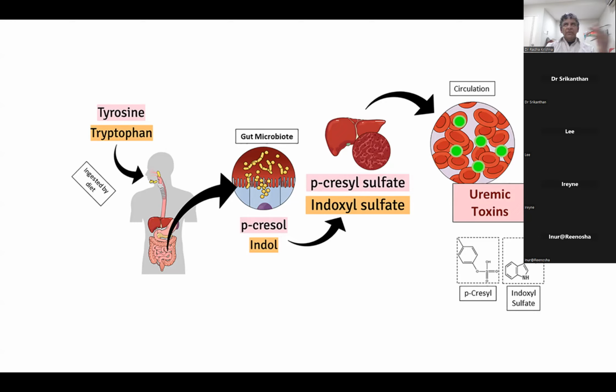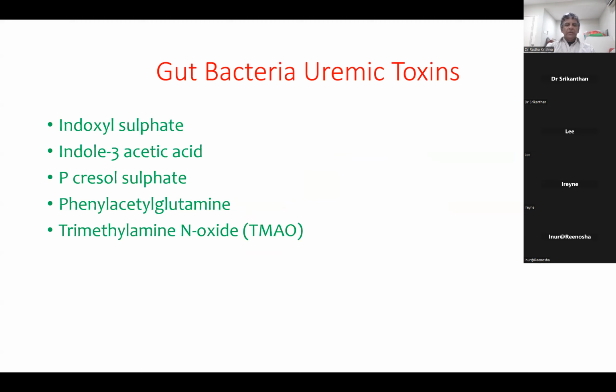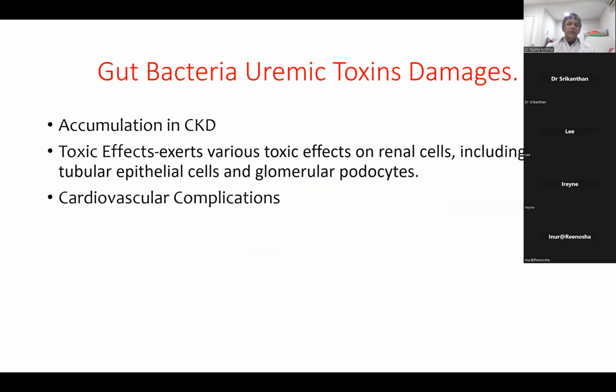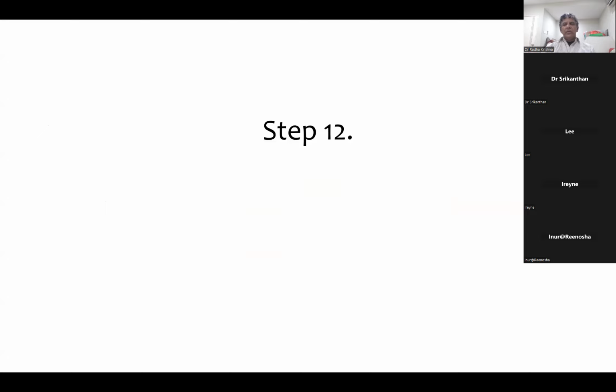This is where, when we look at our blood tests, we will look at hs-CRP. It's an inflammatory marker, but it doesn't show all these. So what do they do? These are the 5 components that we talked about, and they can cause accumulation in CKD. It has a toxic effect. It acts on the renal cells, including the tubules and the glomerulus podocytes, and also leads to cardiovascular complications. You can read more details on this, because this program is for half an hour only.